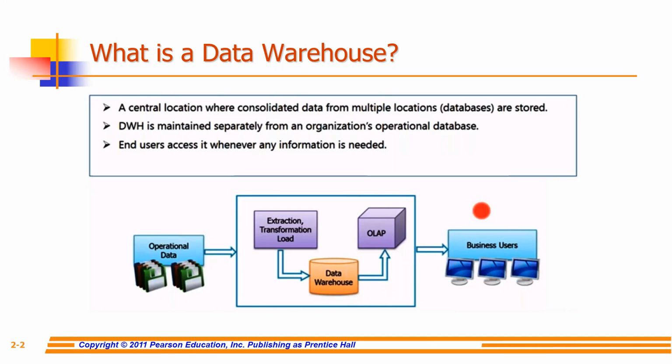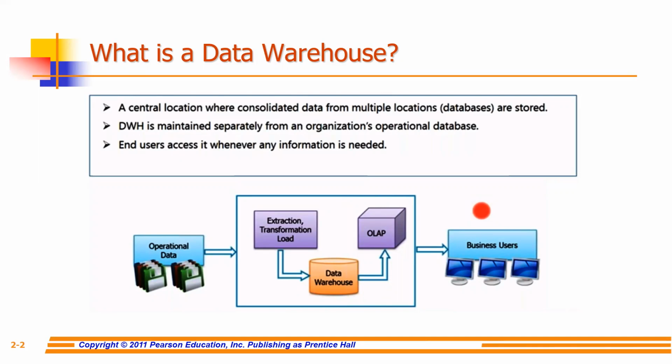What the data warehouse is: it is a central location where consolidated data, extracted from diversified multiple sources, is placed into a central database. This database contains all the relevant data in a single format, and the entire data is stored in one place. A data warehouse is maintained separately from the organizational operational data.